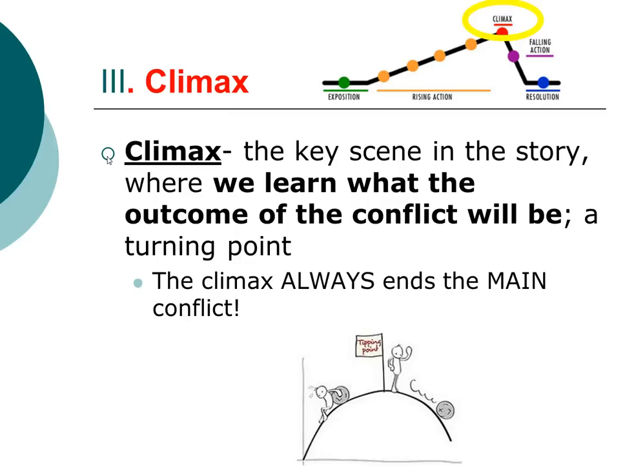Here's what you need to remember about climax so you don't miss it on the quiz. It is the moment in the story when we learn what the outcome of the main conflict will be. It is the turning point. It ends the main conflict, or we know how the main conflict is going to end. So for example, if the story is about survival, as The Most Dangerous Game was, the moment in the story when you know whether the main character is going to live or die, that would be the climax.